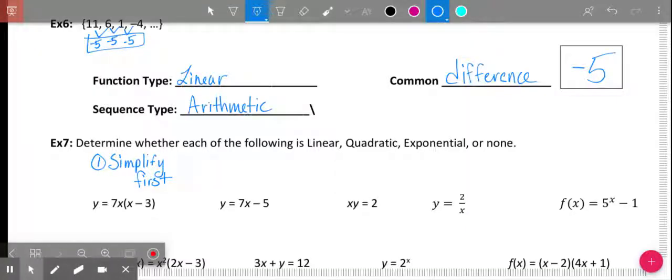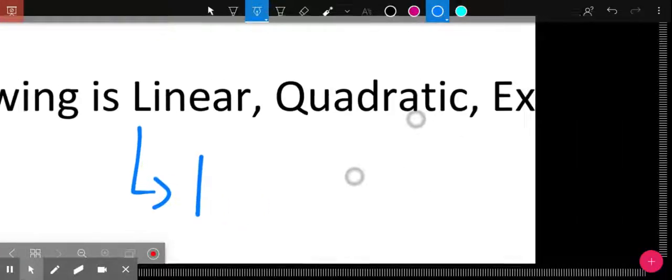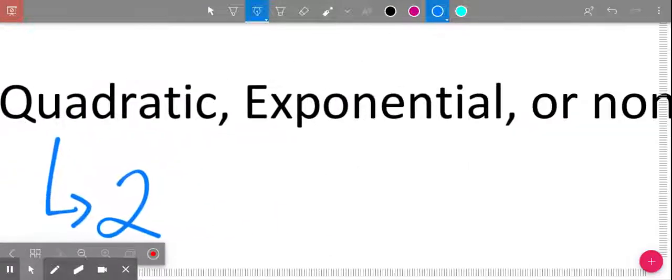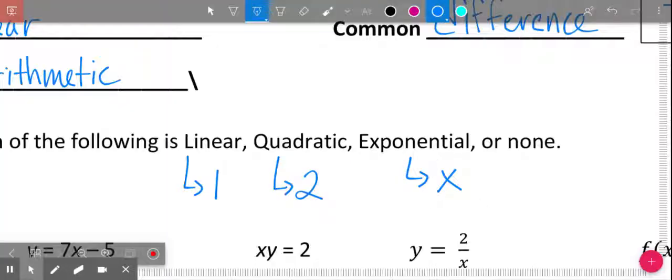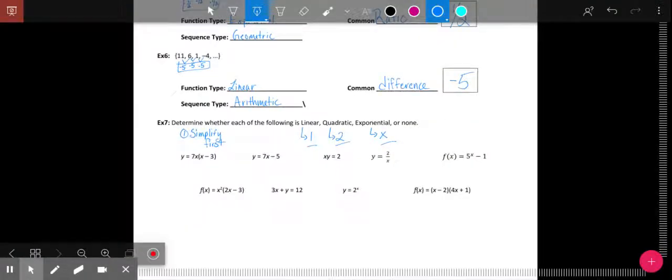And then we have to always look at our exponents. So for linear, that means the largest exponent is going to be a 1. Quadratic, the largest exponent is going to be a 2. And exponential, my exponent is always going to be an x. So always look at the exponents. So if it's a 1, it's linear, 2, quadratic, or if it's an x, it's exponential. And if it's none of those, then guess what? It's none.